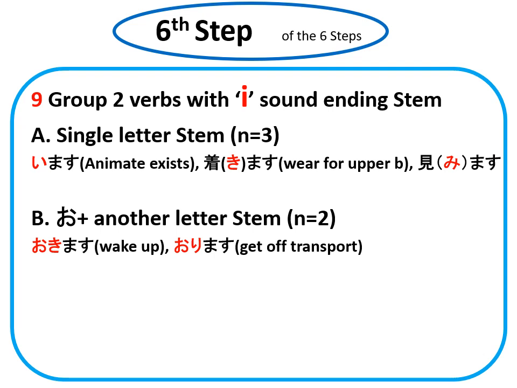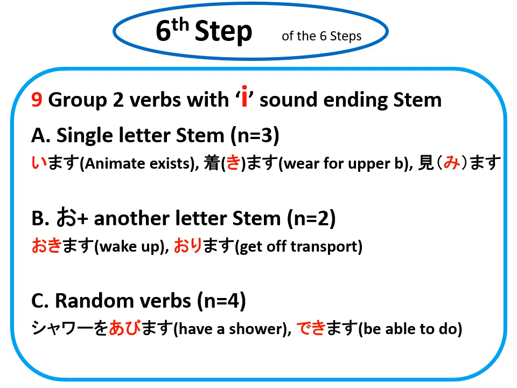Let's have a look at the last category of the second type of group 2, which has got "i" sound ending stem. I cannot make some sort of pattern out of these 4 verbs. Abimasu, to have a shower. Dekimasu, which means to be able to do something. Kashimasu, to lend. Karimasu, to borrow. Okay.